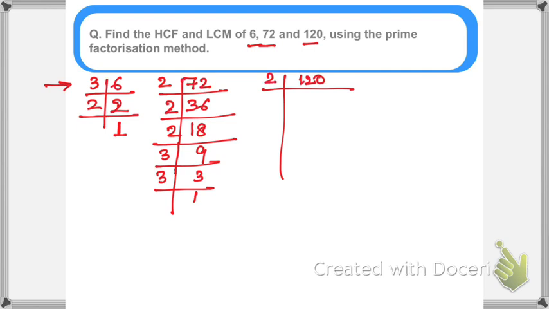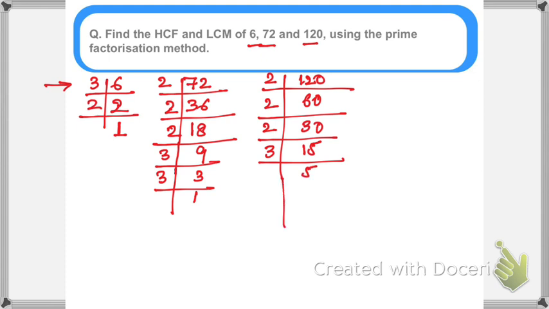2 sixes are 12. 2 threes are 6. 2 fifteens are 30. And for 15, we can write it as 3 fives are 15. And now 5 ones are 5. Now, how can you write it? That 6 is equal to 2 into 3 into 1.